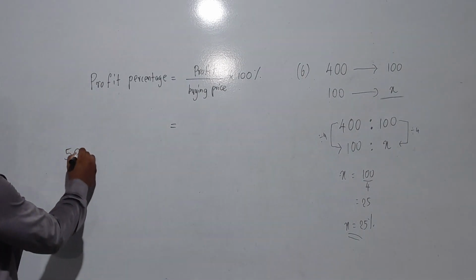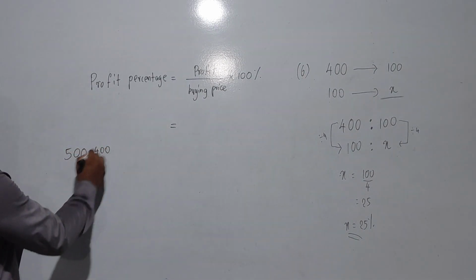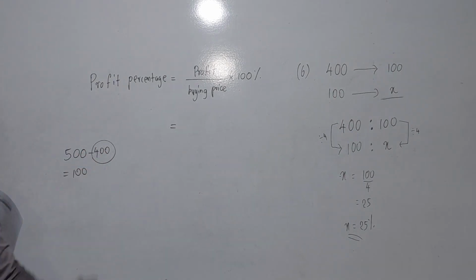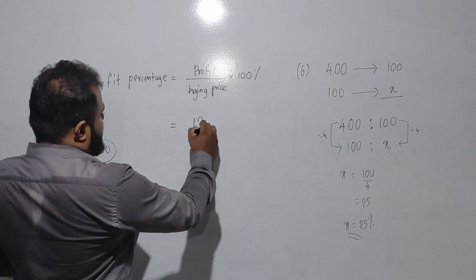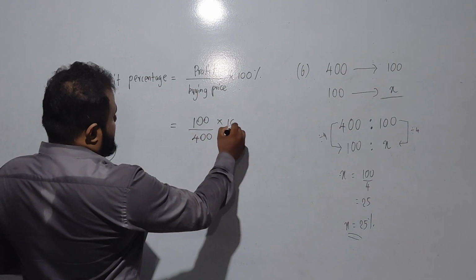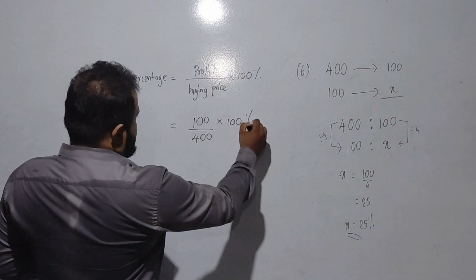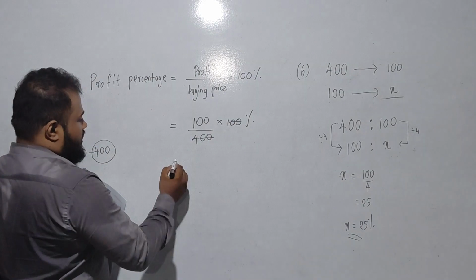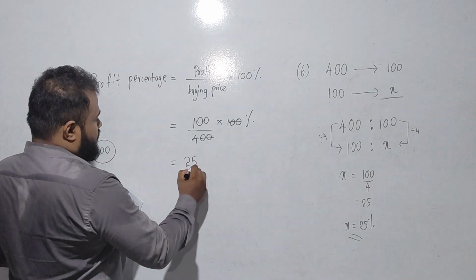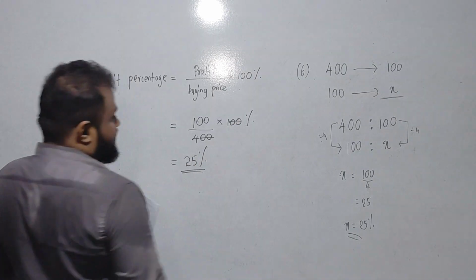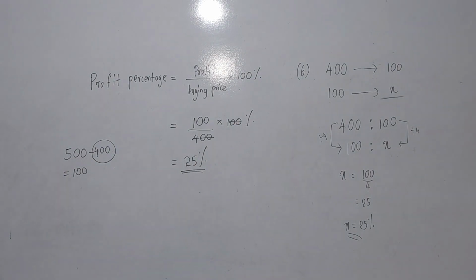What is the profit here? 500 minus 400 is the profit, 100 rupees. What is the buying price? 400. So 100 over 400 multiplied by 100%. You can cancel out the 2 zeros with 2 zeros. 100 divided by 4 will give you 25. The percentage mark is remaining, so 25% is the answer. Okay. Next question.